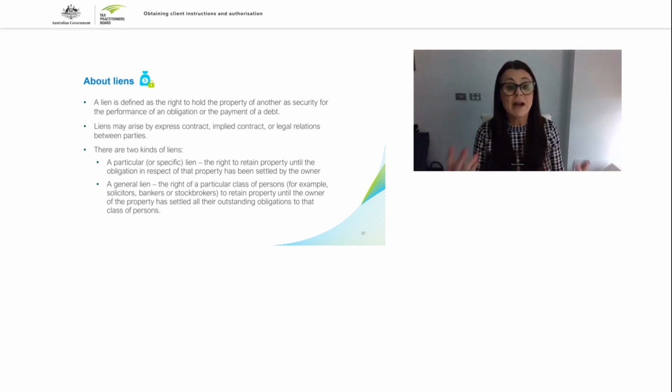And there are actually two kinds of liens. The first is called a particular or a specific lien. And a particular or specific lien is the right to retain a particular piece of property until the obligation in respect to that property has been settled by the owner. And in most cases, registered tax and BAS agents will be dealing with a particular or specific lien.